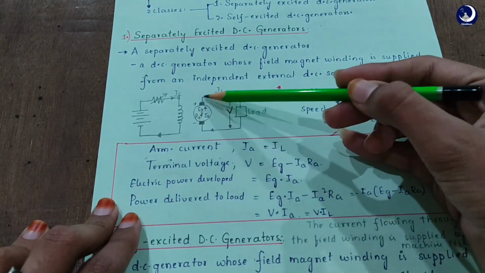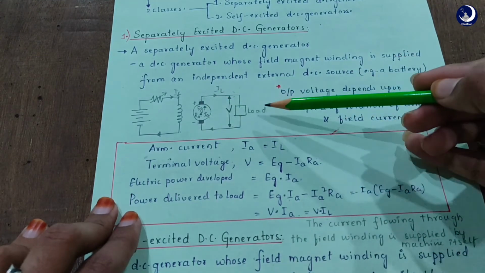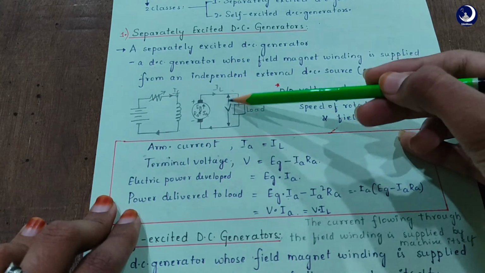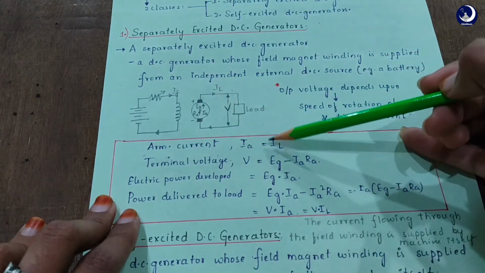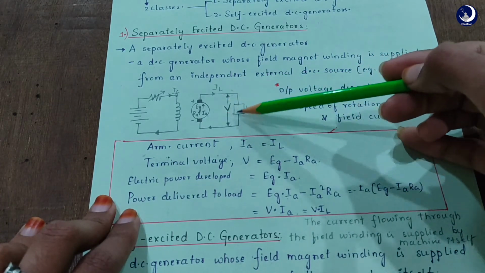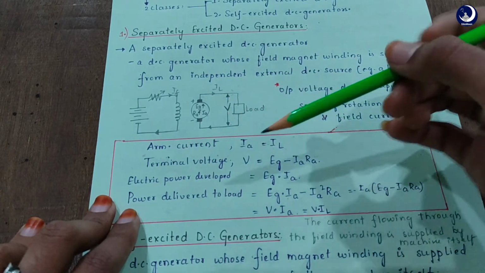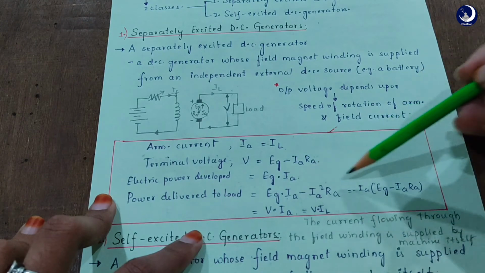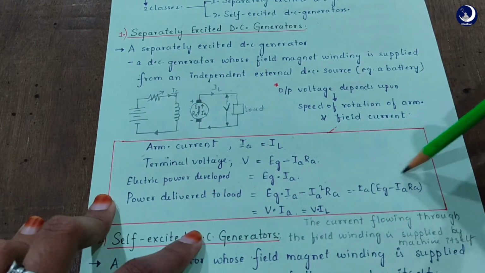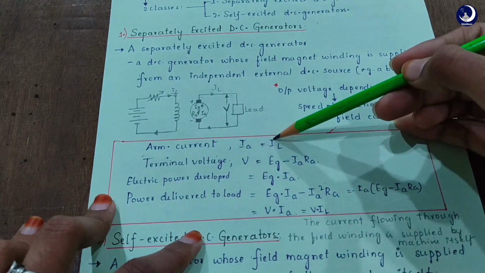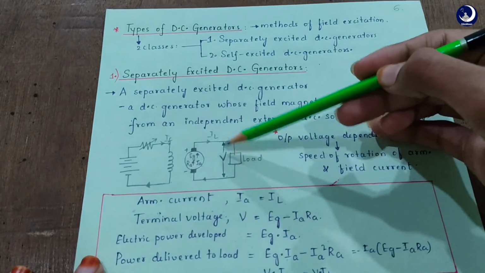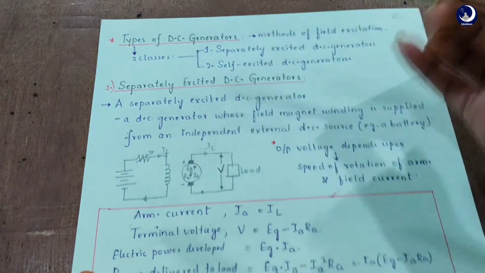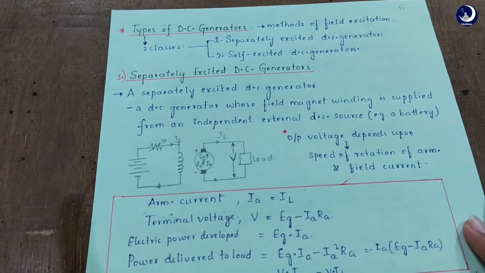Here the electric power developed is Eg into Ia, whereas the power delivered to the load is V into IL. What is IL? IL and Ia are the same, right? And what is V? It is Eg minus Ia Ra. So the power delivered to the load is Eg Ia minus Ia square Ra. If you take Ia common, it is Ia into (Eg minus Ia Ra), where Eg minus Ia Ra is V and Ia is IL, right? So the power delivered to the load is V into IL, whereas the electric power developed is Eg into Ia. So this is about separately excited DC generators.